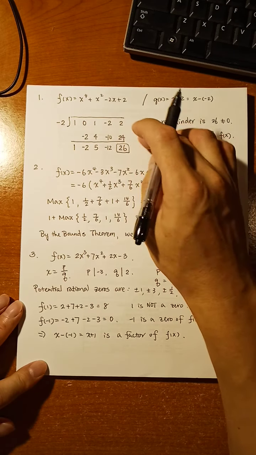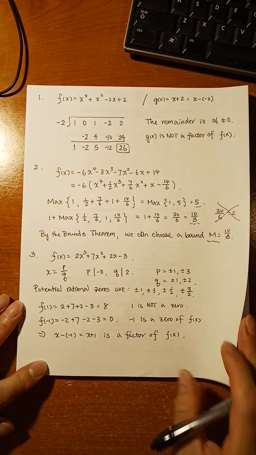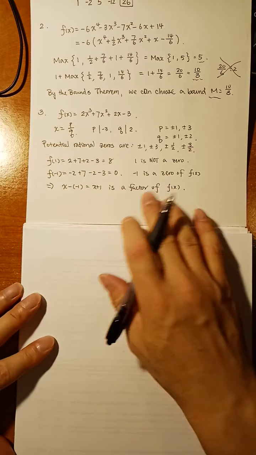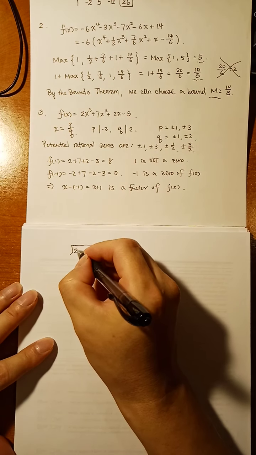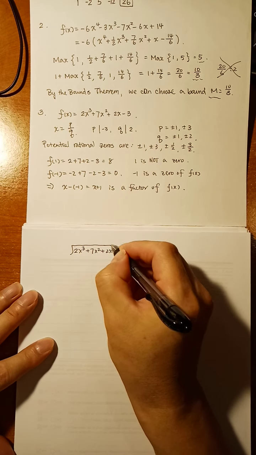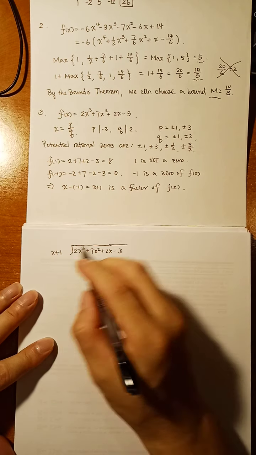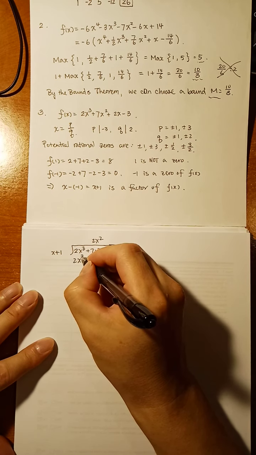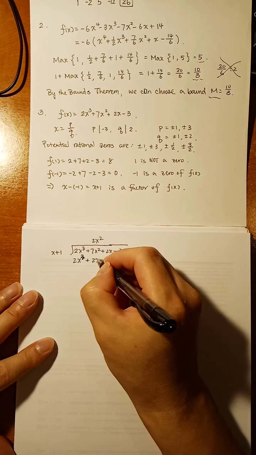Okay, so you can use several ways. Here we already tried synthetic division. Let's try other divisions. I'm going to use long division to find the other factor. So let's check here. This is 2x cubed plus 7x squared plus 2x minus 3 divided by x plus 1. You divide 2x cubed by x, you get 2x squared. And then 2x squared times x is 2x cubed, 2x squared times 1 is 2x squared.